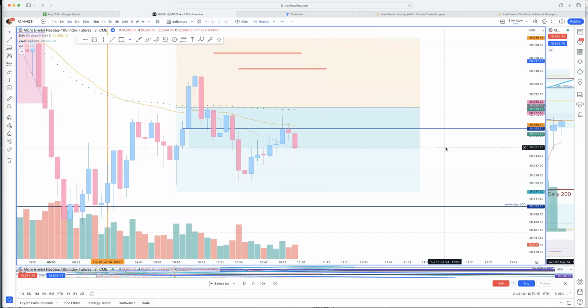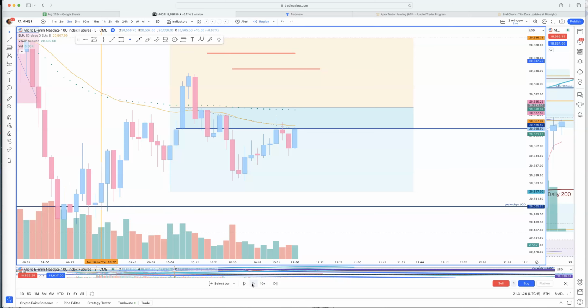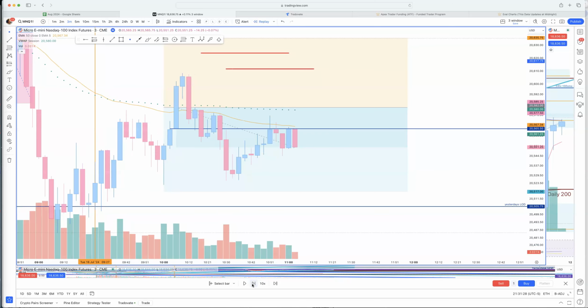I kind of like going slow like this, because it builds that real emotion that I feel in a real live trade. So I kind of like this, but actually I take that back a little bit, because a lot of times I walk away. I'm not sitting here just looking at the charts the whole time.